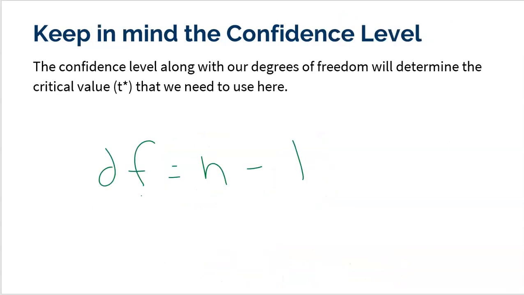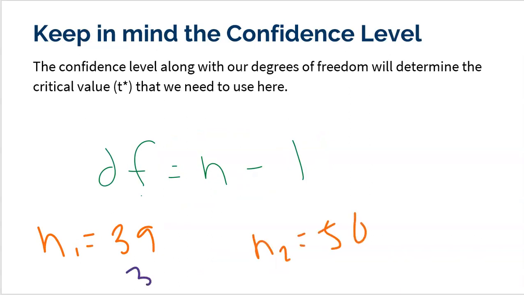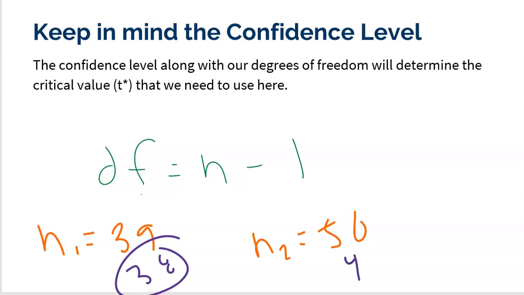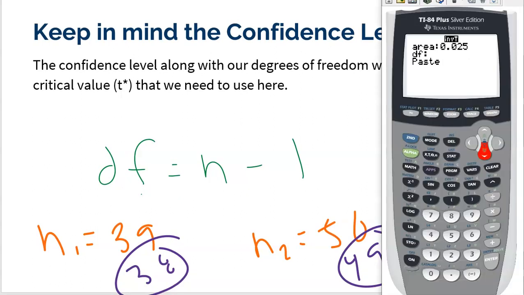Okay, it's that easy. So let's just say we have a sample size of 39, and then we have a sample size of 50. So that's 38 degrees of freedom here, 49 degrees of freedom here. So you would use the smaller of the degrees of freedom. When you go to your calculator, the degrees of freedom you'd use would be the 38. And that is how you would get your T star. So a little bit weird. Don't overthink that, but that is simply how it is.